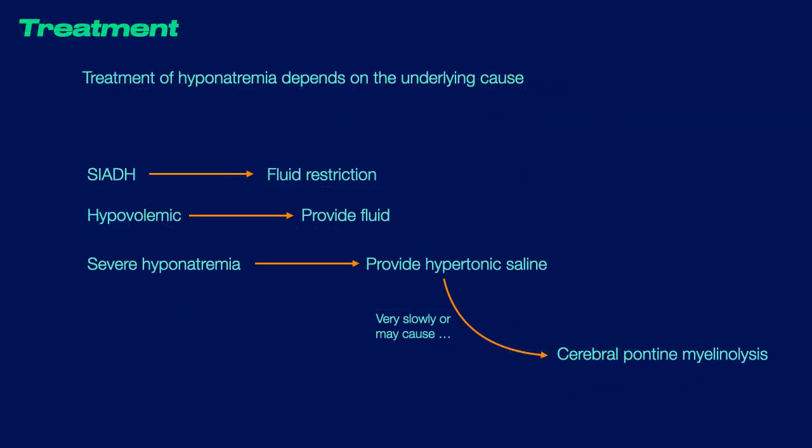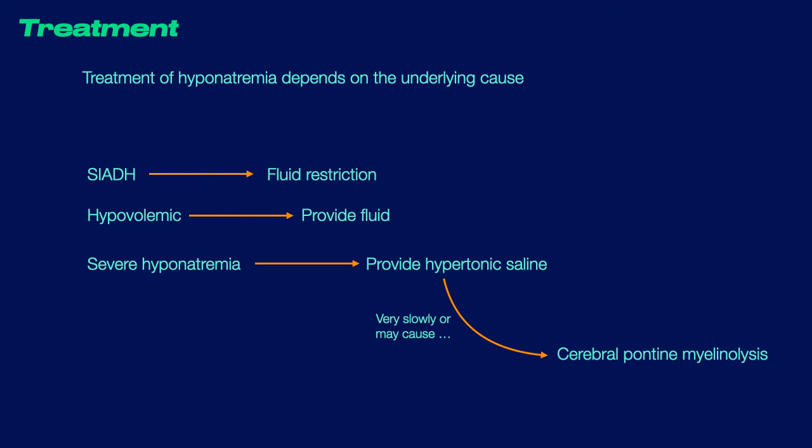Treatment of hyponatremia depends on the underlying cause, of course. So if you address that, you solve the problem. In patients with the syndrome of inappropriate ADH, fluid restriction is generally the first line of therapy. On the other hand, if patients are hypovolemic, giving more fluid can be helpful.